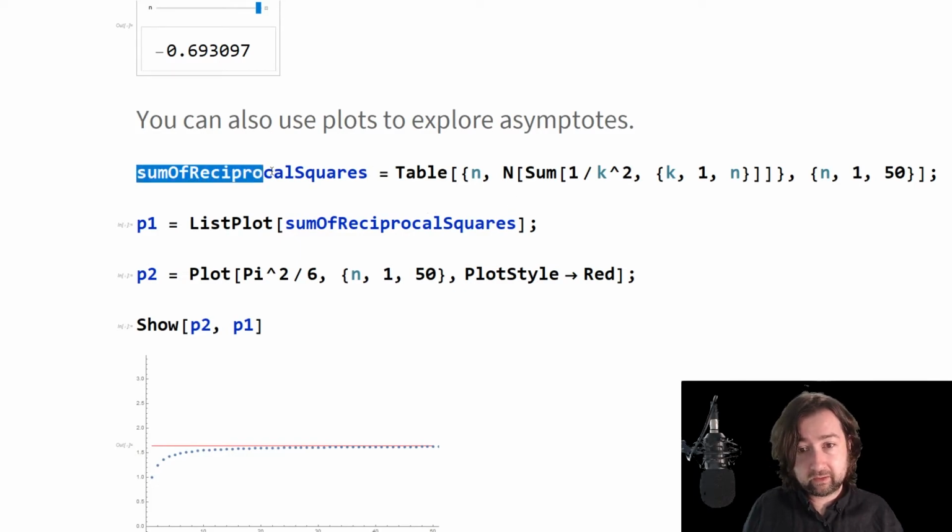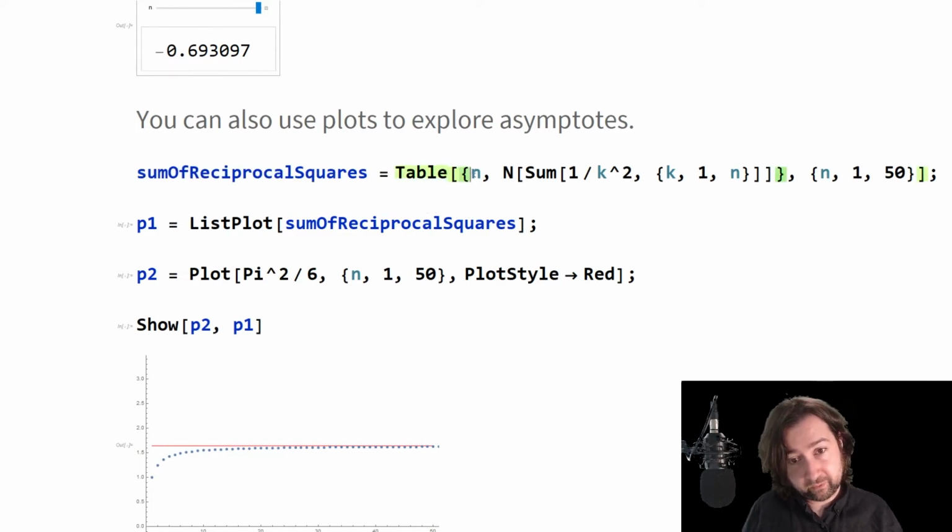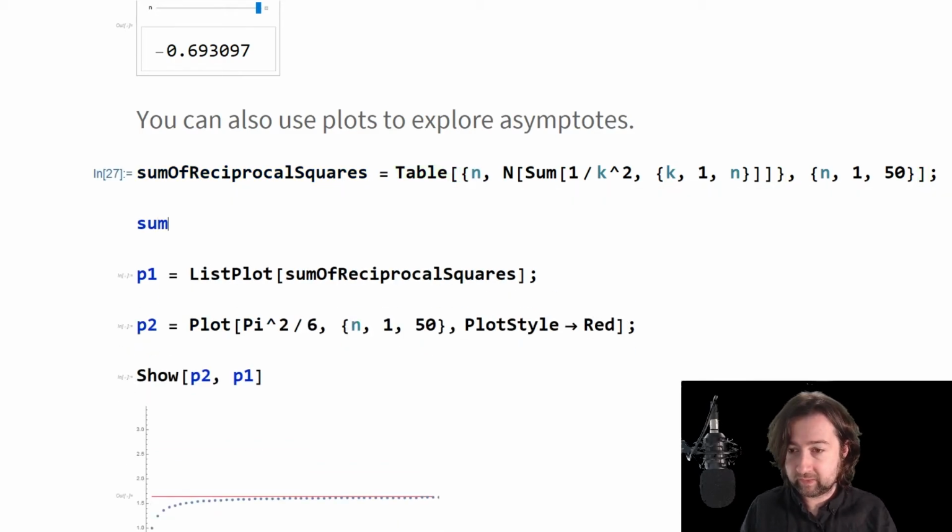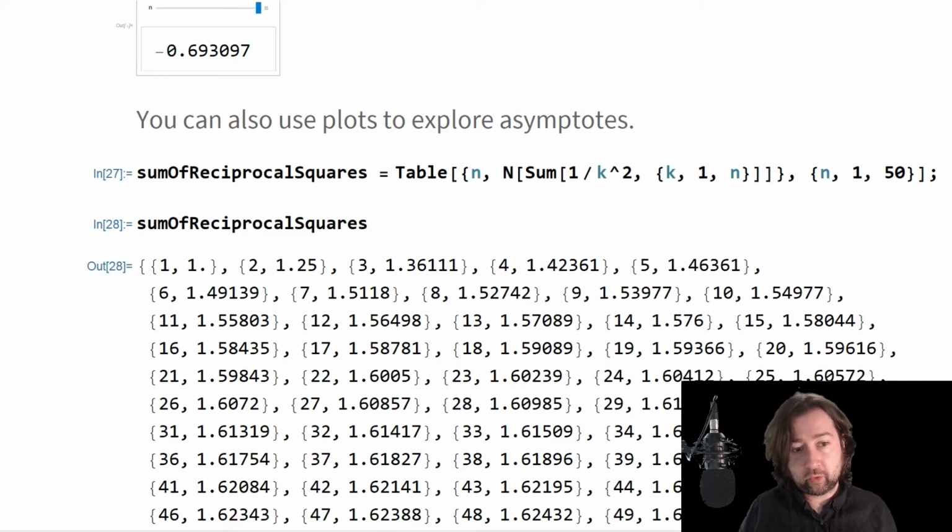So what I've done here is I've made a table where the first element of the table is the number of terms in the sequence. And the second entry in the table is the value of the sum from 1 to n of 1 over k squared. In fact, let's just take a look at that real quick and see what it looks like. So you can see it's a bunch of coordinate points where this was the upper index of the sum, and this is what that sum added up to.